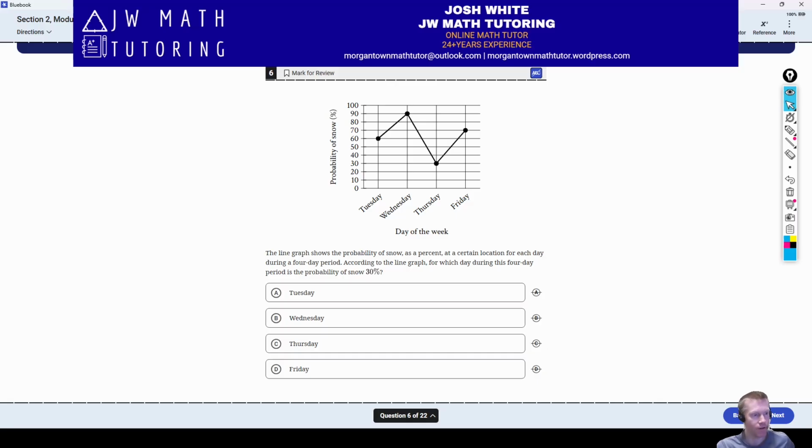All right, next up, we have another graph here, specifically a line graph. Which day had a 30% probability? Okay, well, it's obviously going to be the one which has this point right here. So the correct answer is just letter C. It is Thursday.